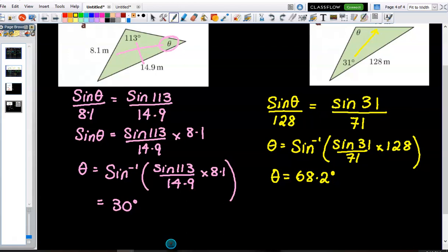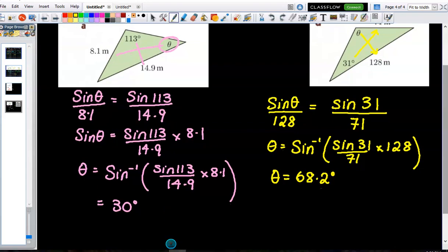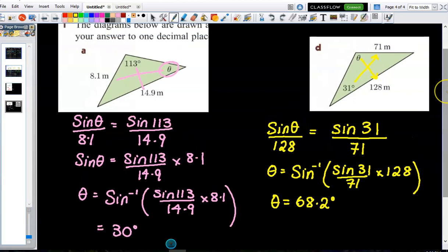So we've gone along, we've done this, it's got our opposite, so sine theta over 128 equals 31 over 71. It's beautiful. To get rid of the divide by 128, we multiply. To get rid of the sine, we inverse sine. We get this answer. Now, if you're looking at two things: one, you look at the answers at the back of the book, they don't get this answer.